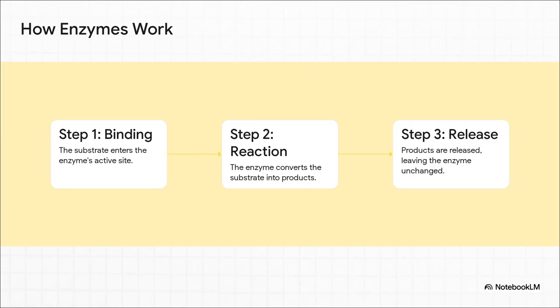First, the substrate molecule slots into the active site. Then they bind together, and a reaction happens right there, turning the substrate into new things called products. Finally, the products are released, and the enzyme, totally unchanged, is free to do the whole thing over again. It's an incredibly efficient little machine.